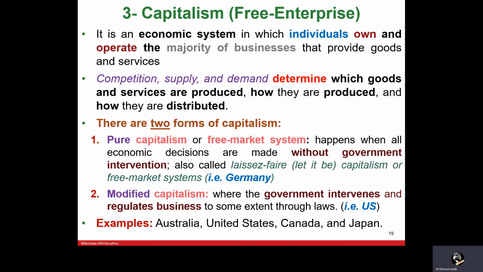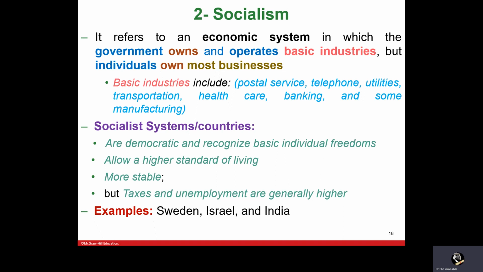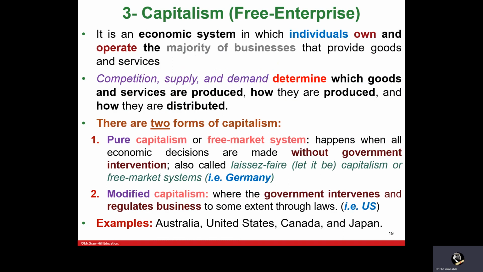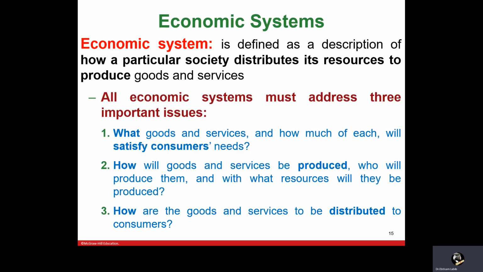Number 3, we have capitalism, or what we call the free enterprise. Capitalism is an economic system in which individuals own and operate the majority of businesses. Compared to socialism, where the government owns and operates the basic industries, in capitalism the individuals will own and operate the majority of the businesses. Remember when we said that any economic system needs to address 3 questions: what kind of products they will produce, how they will get those products produced, and how to distribute them.